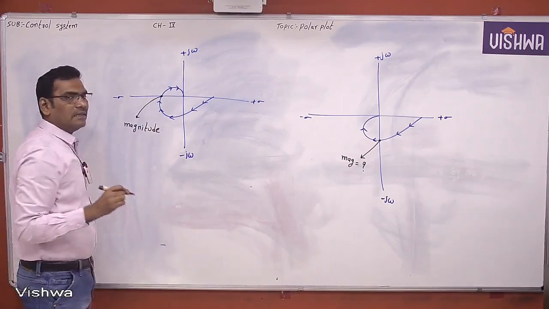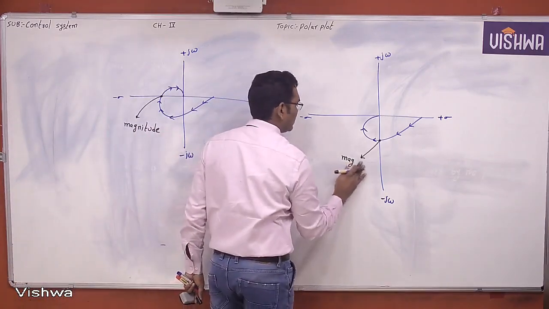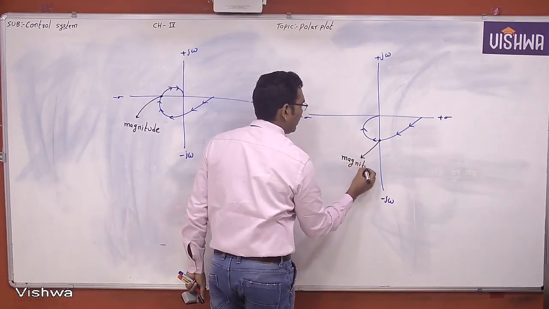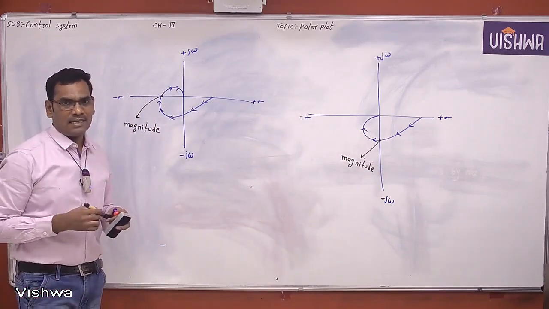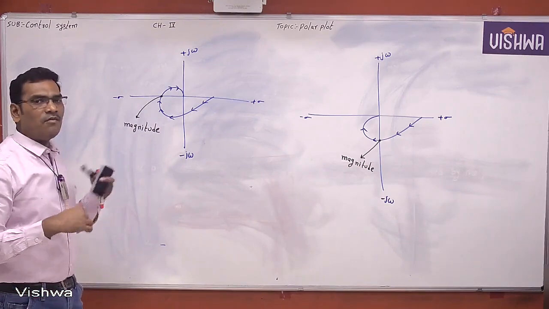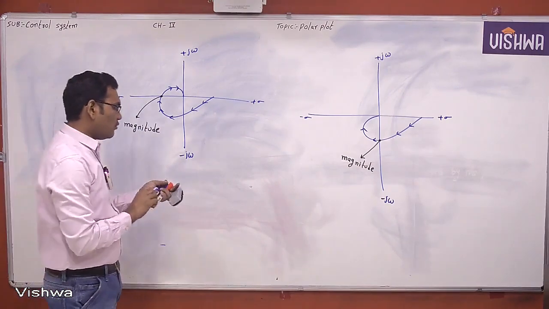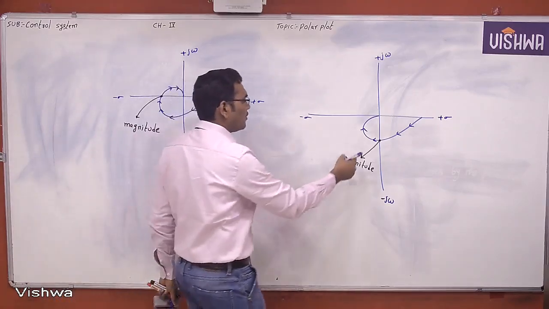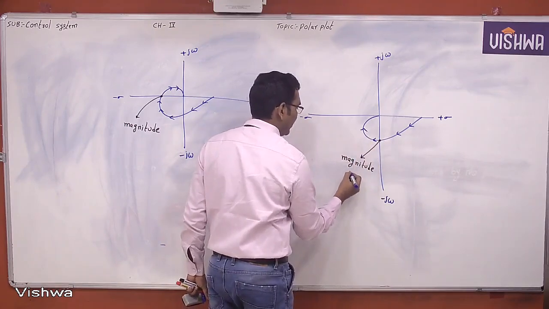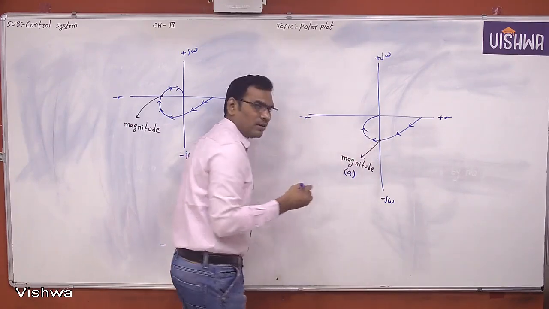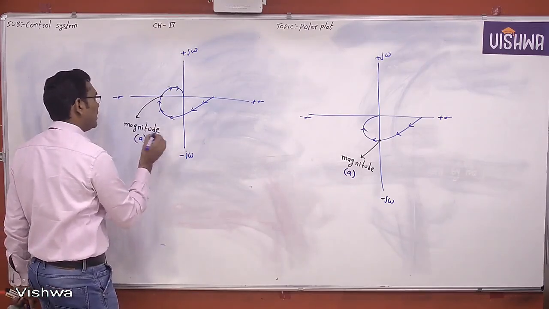Determine the magnitude of the polar plot where the polar plot crosses the negative imaginary axis or negative real axis. Like that, he is asking questions. Now this is one model of the problems he generally asks. He asks to determine the magnitude of the polar plot where it crosses the negative imaginary axis. Let us assume this magnitude is A. We will calculate it later.